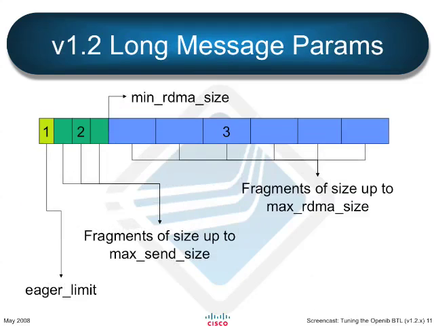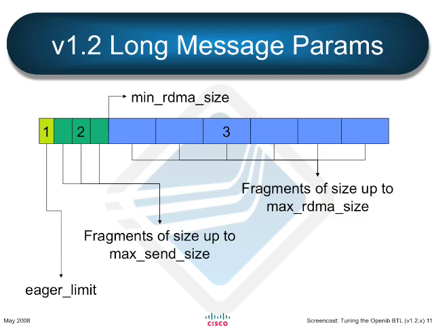Let's put these names onto the pictures here so you can see exactly how they map. The eager limit, again, is the size of the phase 1 fragment. The max send size is the size of the phase 2 fragments. The min RDMA size is really an offset into the message that says, here's the crossover point where I start using RDMA. And then the max RDMA size is the size of the individual fragments that we RDMA over in phase 3.